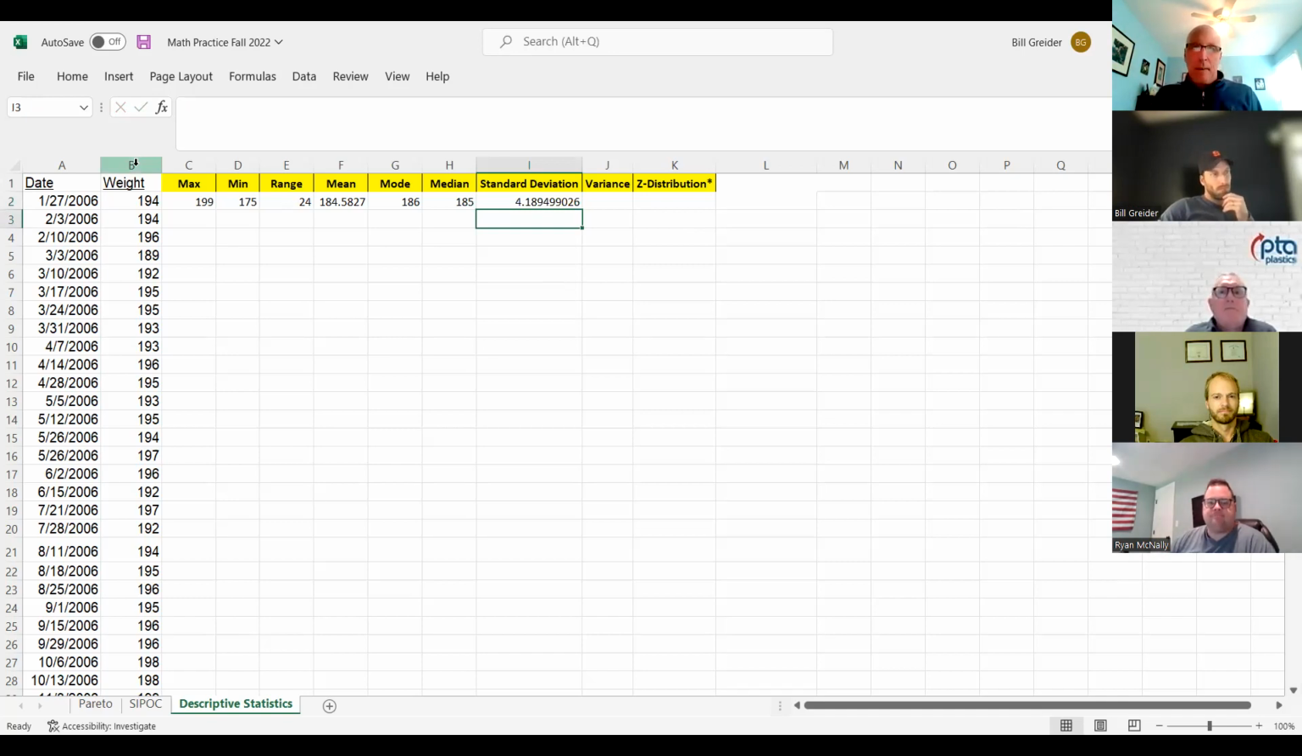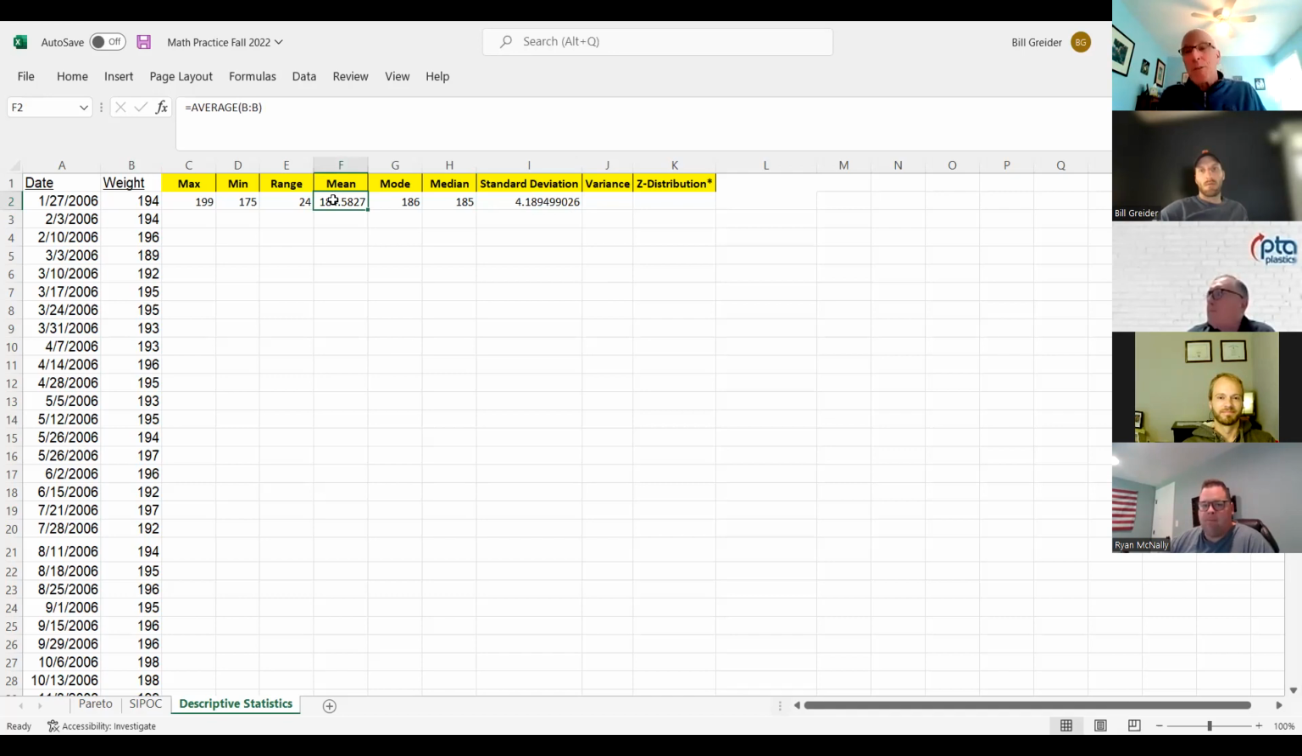What is the unit for that? What units is standard deviation in? Anybody want to take a guess? Is it kilograms? Same unit that your measurements are in. Exactly. So it's 4 pounds, right? So in other words, the average variation away from the mean, 184 pounds, over the course of 750 samples, is about 4.2 pounds.